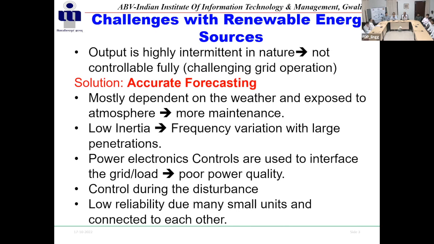If we can have accurate forecasting, we can very easily manage our solar power along with my other existing resources, like larger hydro, thermal, coal, gas, and even nuclear as well. Those can be combined and we can operate properly.